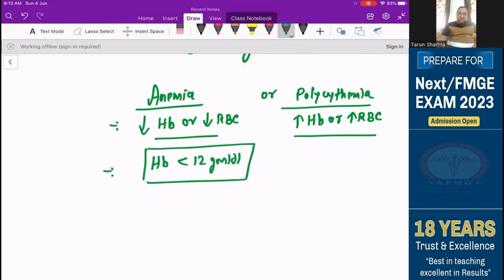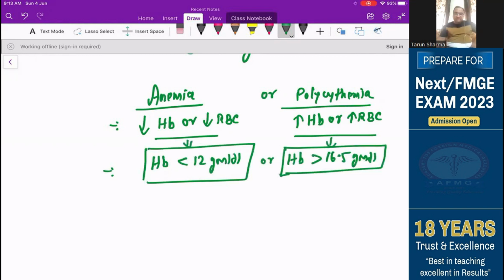Hemoglobin values less than 12 gram per deciliter is called anemia. And if hemoglobin values are more than 16.5 gram per deciliter, then it will be called polycythemia. Okay, so this is important. What is anemia? Anemia is when hemoglobin is less than 12 gram per deciliter, and polycythemia is when hemoglobin is more than 16.5 gram per deciliter.